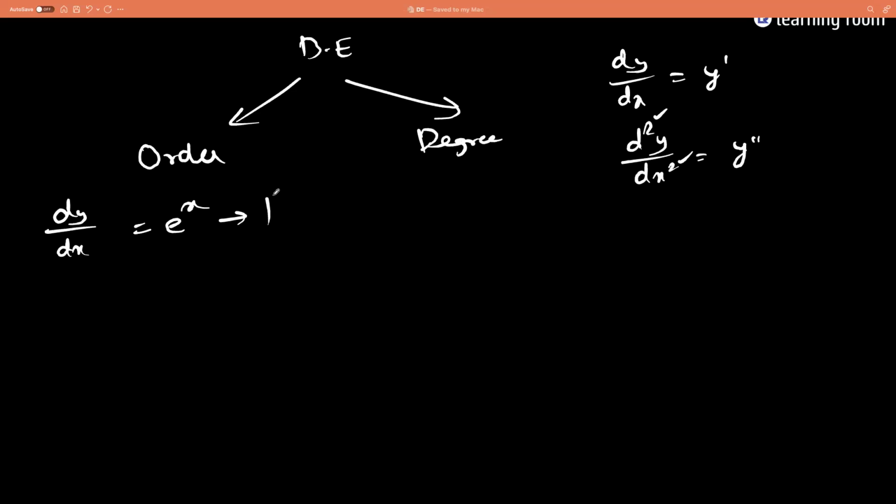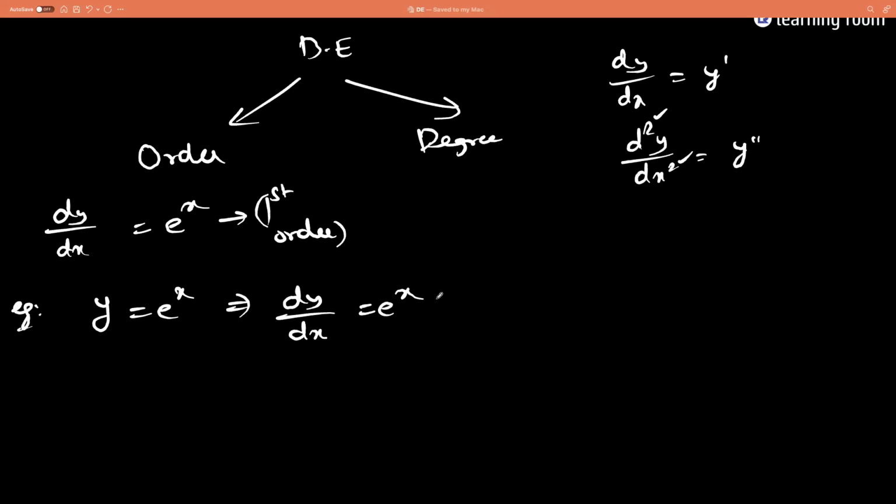This is a differential equation of first order. So how did I decide that this is a differential equation of first order? It is the number of times you have differentiated the function. See, for example, if I give you y is equal to e power x, then that implies dy by dx is equal to e power x. Am I right? So how many times did you differentiate it? Once. So it's called a first order differential equation.